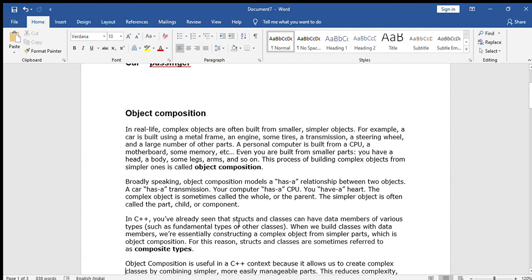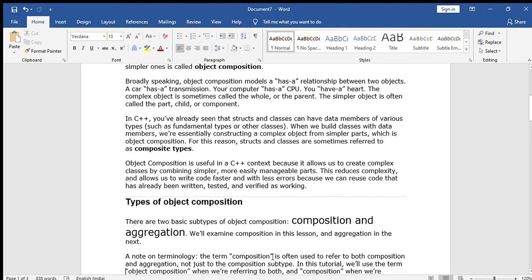In C++, we have already seen that structures and classes can have data members of various types, such as fundamental types and other classes. When we build classes with data members, we are essentially constructing a complex object from simpler parts, which is object composition. Then we'll see what object composition types there are. There are two basic subtypes of object composition: one is composition, another is aggregation.